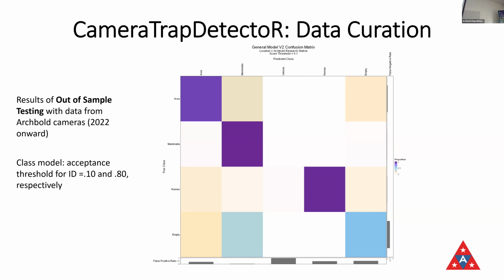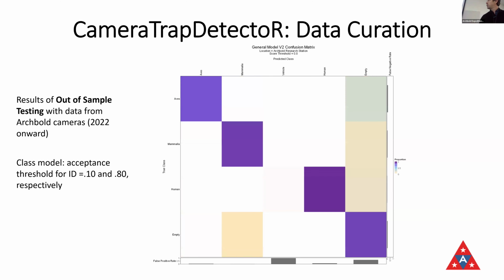aves. We've got mammals, humans, and empty. Not every predicted class is represented in the true class. We just bunched vehicles in with human for our data. But you can see it's actually doing fairly well. The false positive rate here is on the margin, and you can see the proportion key right here. So it's actually not doing terribly at this very low acceptance threshold.